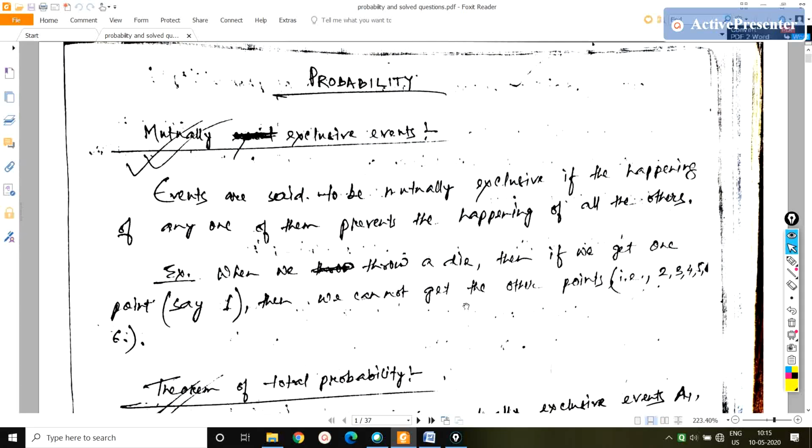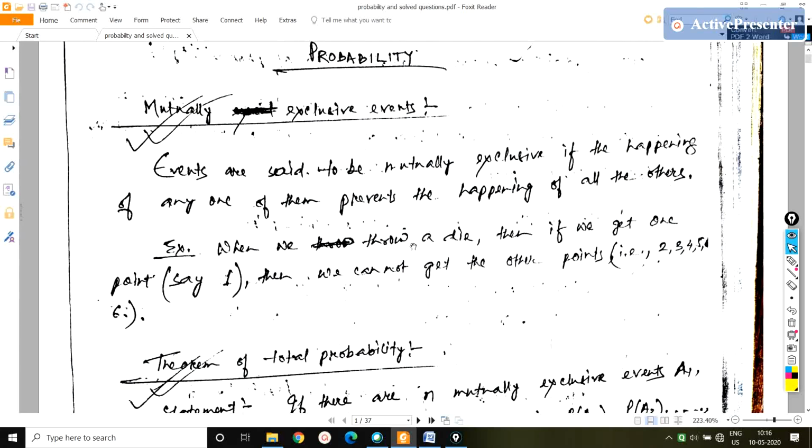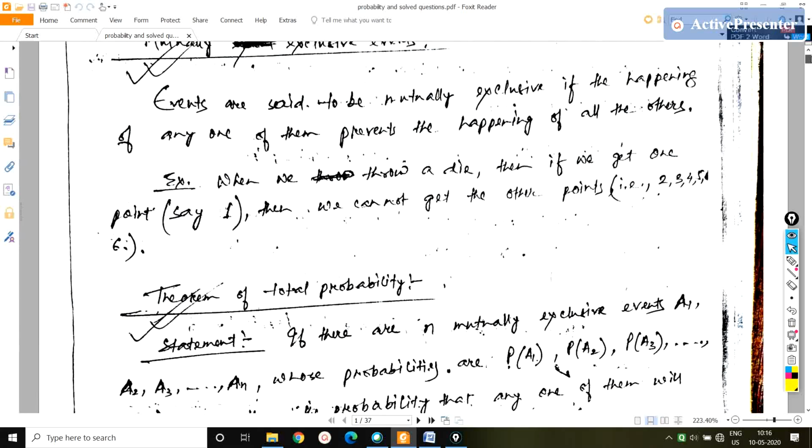If you toss a coin, then you get two mutually exclusive cases. One is head and the other is tail. You will get either head or tail, but simultaneously they will not occur. Next, let us move on to the theorem of total probability.